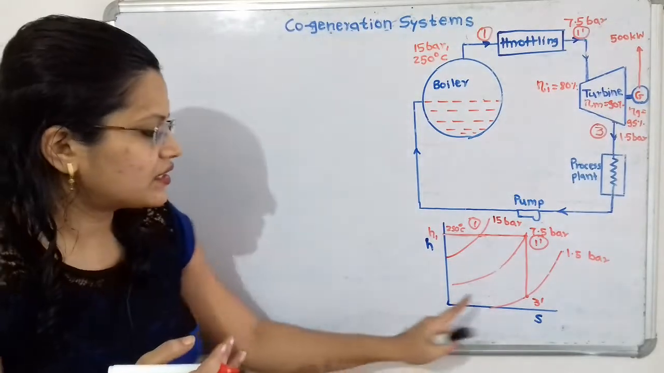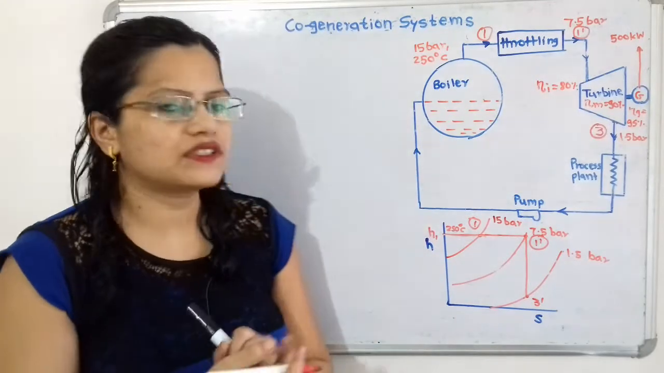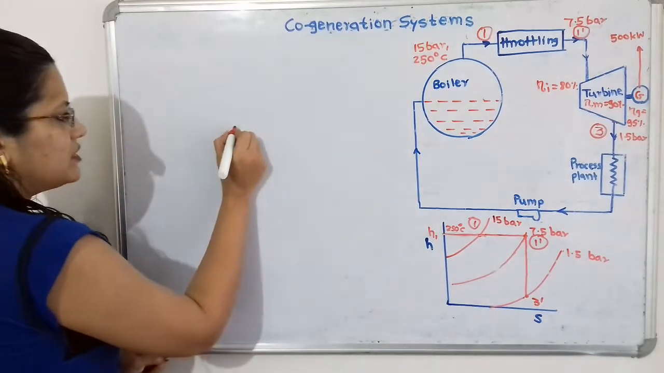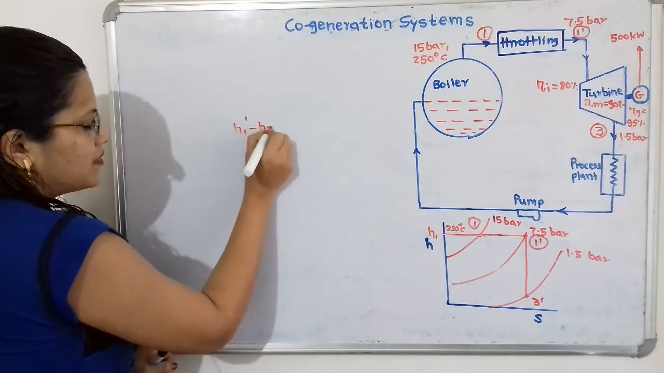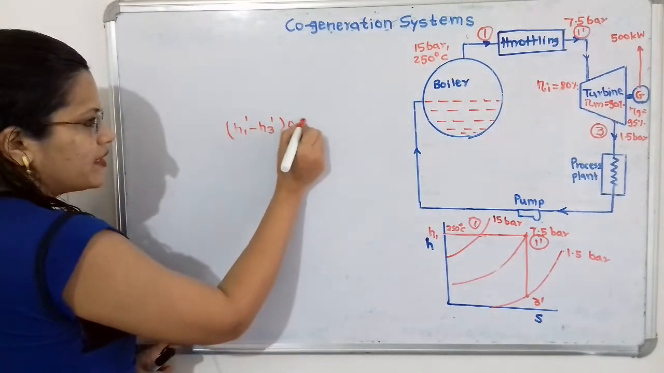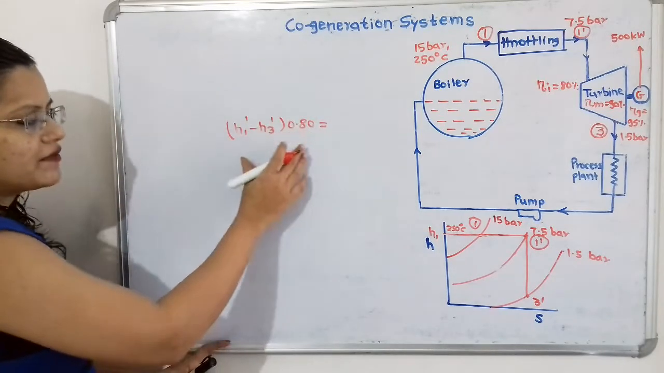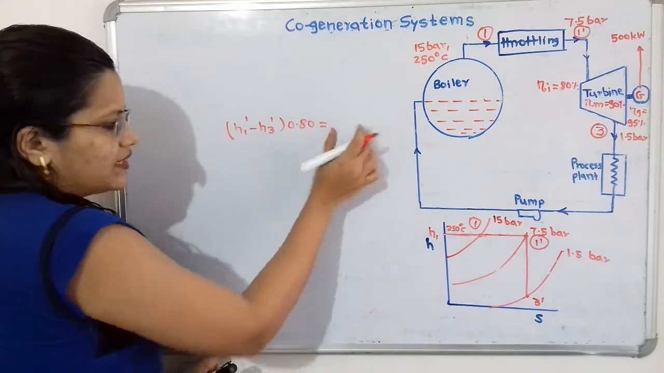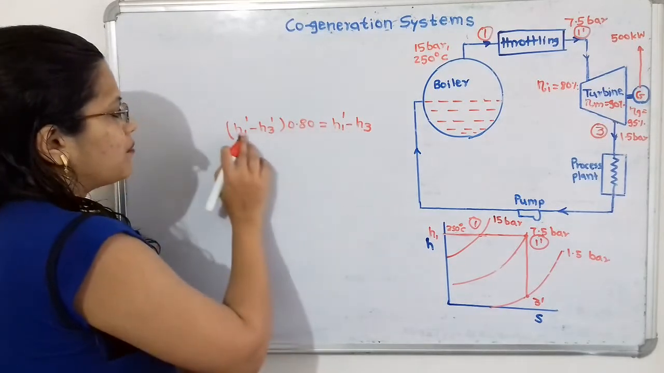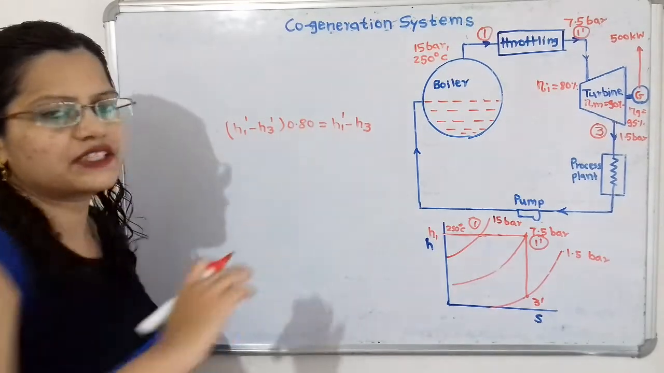So what is the relation between this H3 dash and H3? Because here the isentropic efficiency is given, we can say that H1 dash minus H3 dash, multiplied by 80%, that is 0.80, which is 80 by 100, is equal to the actual difference, that is H1 dash minus H3. So in this we can put the values of H1 dash and H3 dash, and we will find out the actual enthalpy, that is H3.